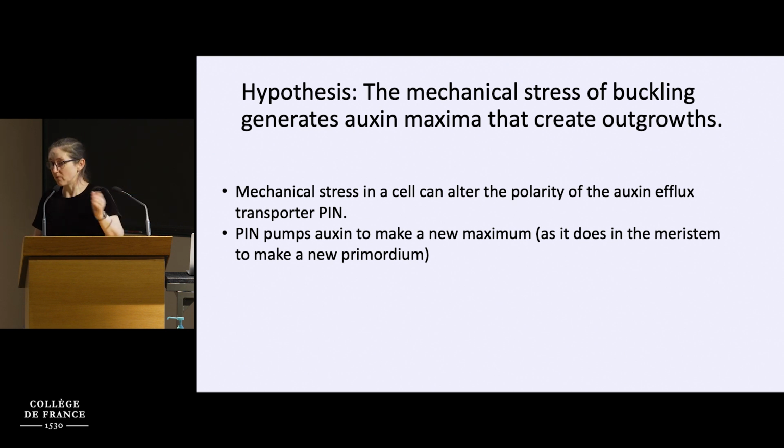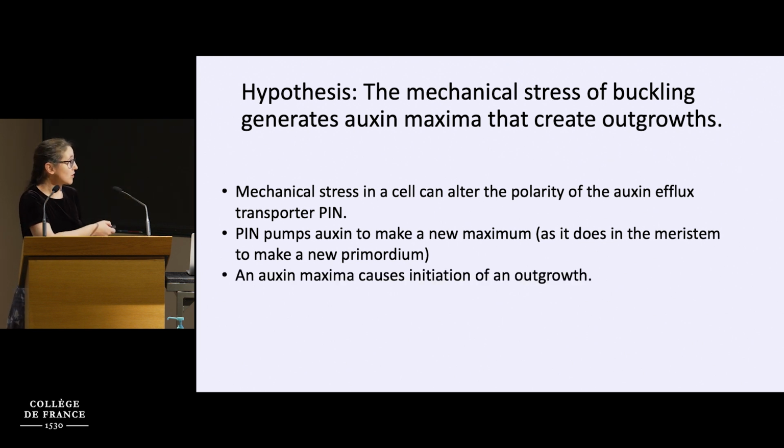And so PIN moves auxin out of the cell, and PIN makes the whole flow of auxin around the plant, and auxin does everything in plant development. So PIN is going to pump auxin and make a new maximum, like a new concentration of auxin, as it does in the meristem when it makes a new primordium. And then the auxin maxima is going to cause these outgrowths to happen.